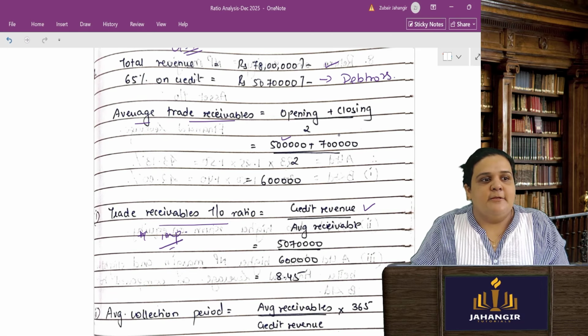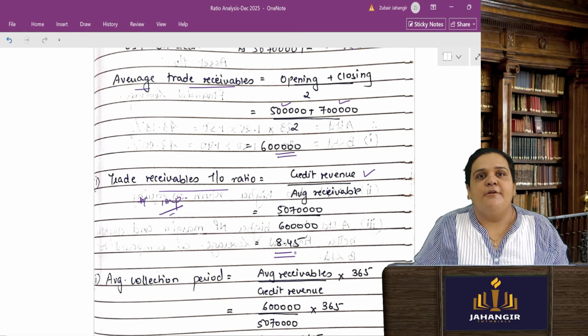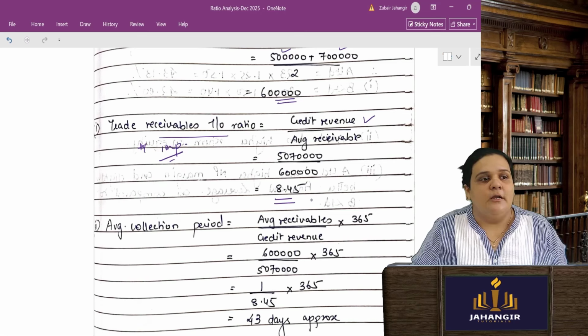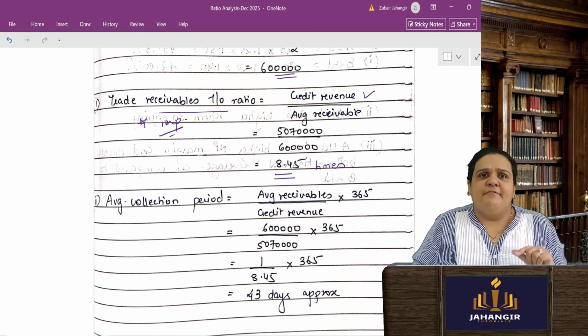Opening 5 lakhs, closing 7 lakhs given, divide that by 2, you are going to get 6 lakhs rupees. So simple, 50 lakhs 70,000 divide by 6 lakhs, 8.45 times is your trade receivables ratio. Now they are asking us average collection period.